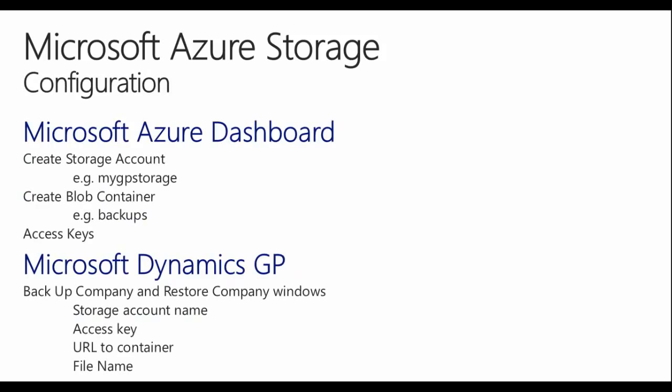Let's take a look at an overview of the configuration. You will want to see the accompanying manual, Microsoft Dynamics GP 2013 R2 System-Wide New Features, for hyperlinks and detailed instructions. In the Microsoft Azure dashboard, you'll create a Microsoft Azure storage account, and next you will create a blob container. In Dynamics GP, you will need to log in as a user who is also an administrator in SQL Server and navigate to Microsoft Dynamics GP Maintenance and then select Backup or Restore.